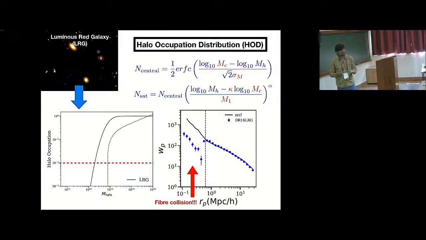But this is not the case in GAMA. In GAMA, it has multiple visits, so it's essentially highly complete, which is why I showed you in the earlier plot, I could go to 10 to the minus 2 on this axis. Whereas here, at about 0.5 megaparsec, you already start seeing the fiber collision effect, right?